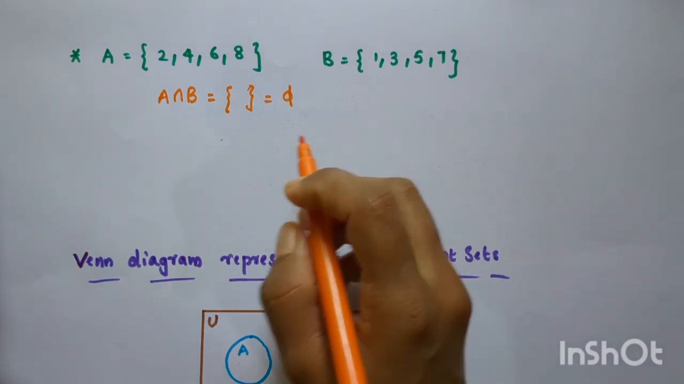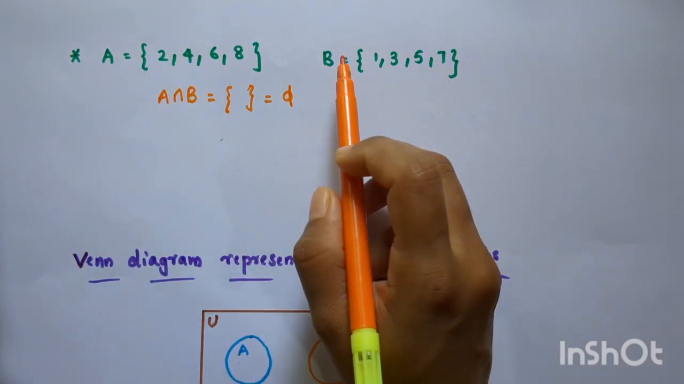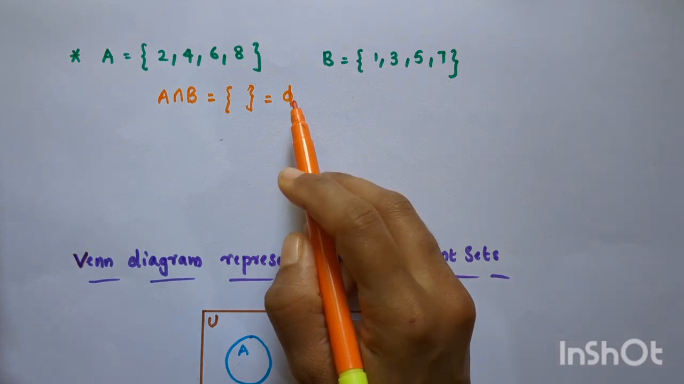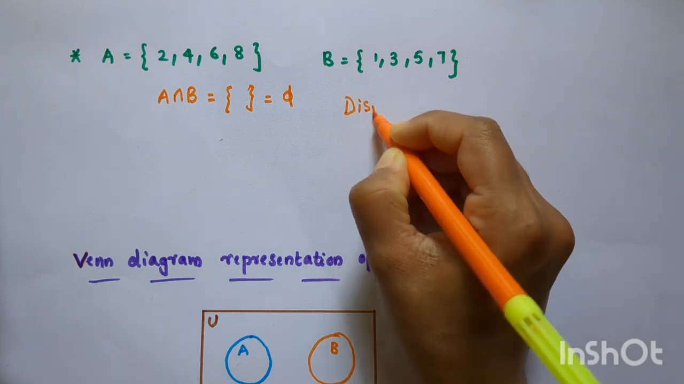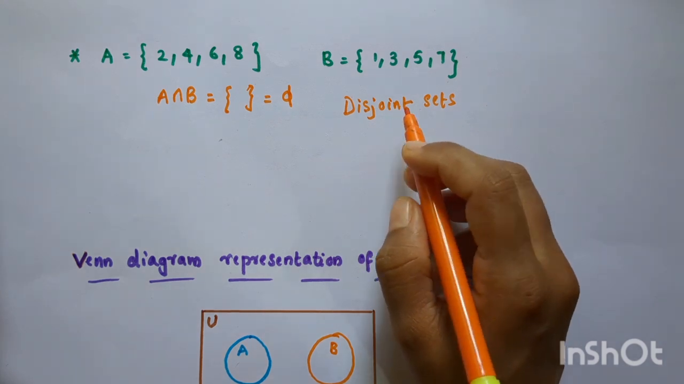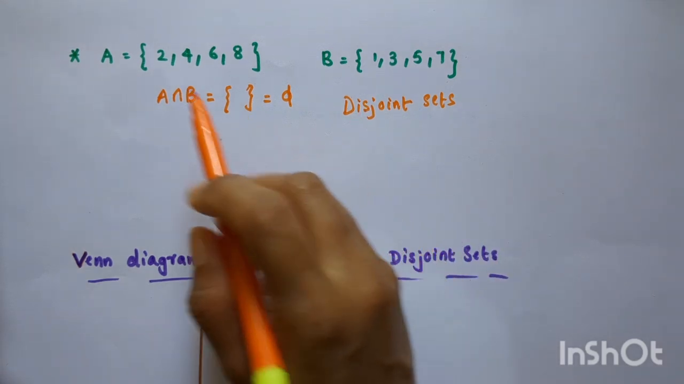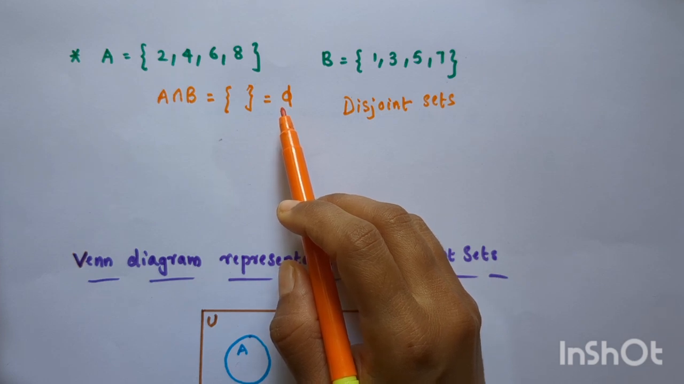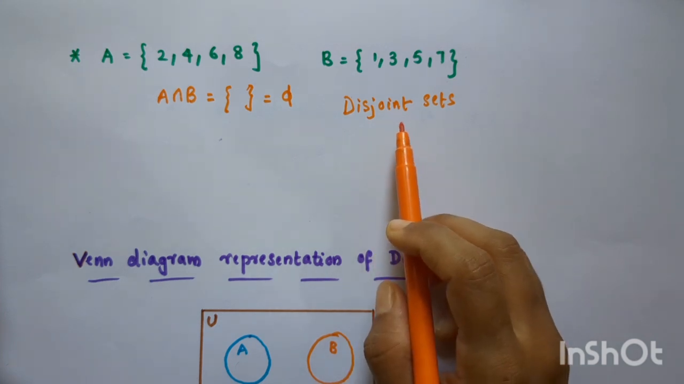So in such cases, here the two sets A and B are two sets such that A intersection B is equal to an empty set, or phi, or null set. So A and B are called disjoint sets. There are no elements common to both A and B. Alright, so here we have two sets A and B such that A intersection B is a null set, phi, or an empty set. Then A and B are called disjoint sets.